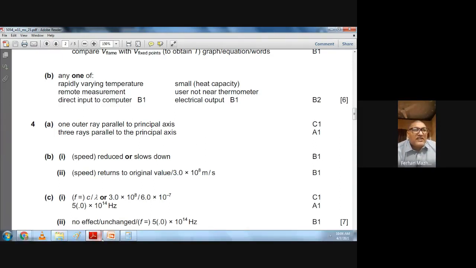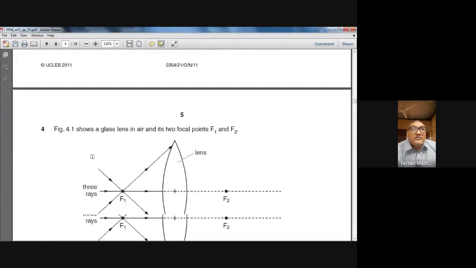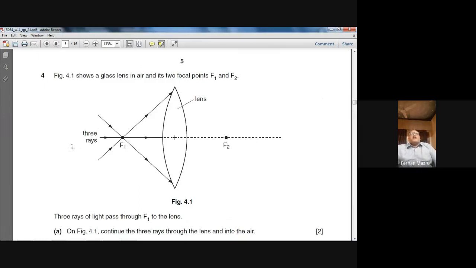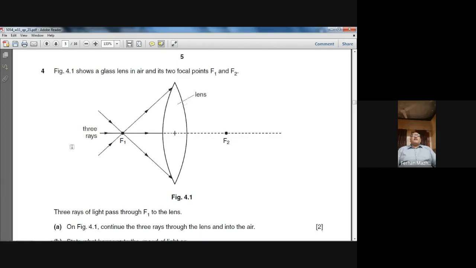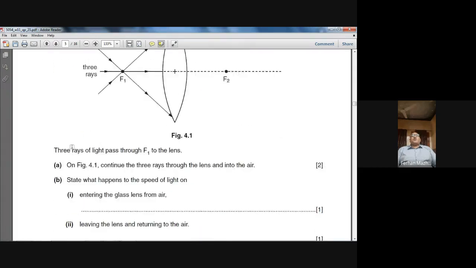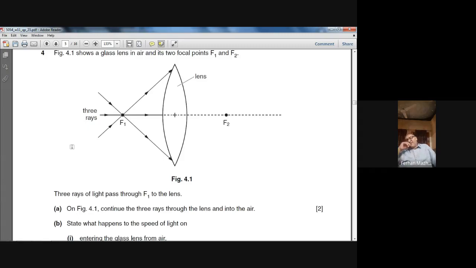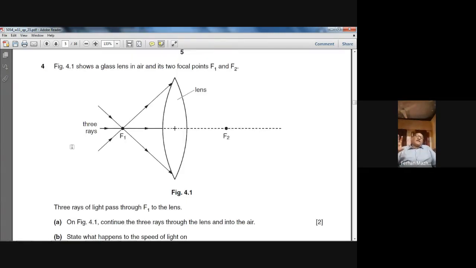So let's start the next one. Question number 4. Question number 4: Figure 4.1 shows a glass lens in air and its two focal points f1 and f2. So f1 and f2 on both sides of the converging lens are shown. It says 3 rays of light pass through f1 to the lens. On figure 4.1, continue the 3 rays through the lens and into the air. It's a 2-mark question. So here you can see there are 3 rays. Before entering the lens, they are passing from the focal point on that same side, f1, and then they go through the lens.